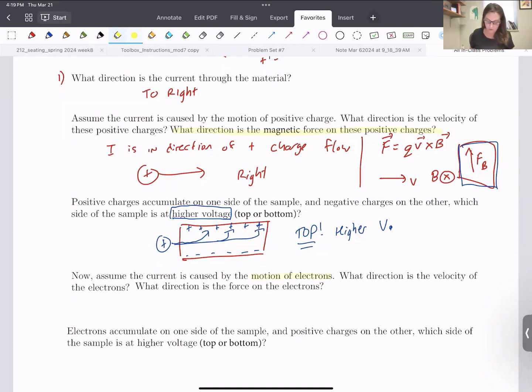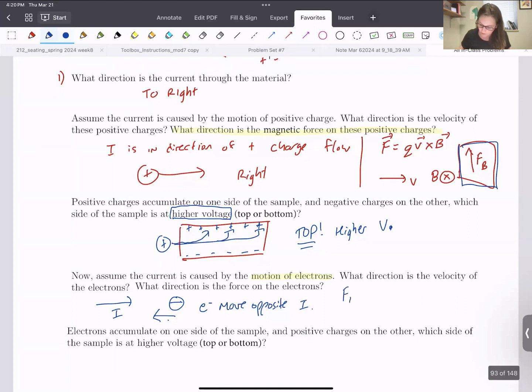So the motion of electrons. So my electrons, if my current is to the right, then my electrons are actually going to go opposite the current, right? So that's going to be the force on the electrons. So the electrons move opposite of my conventional current as defined by the power supply long and short line. And so I still am going to do my magnetic force is equal to QV cross B. But because it's an electron, then I need to flip my result.